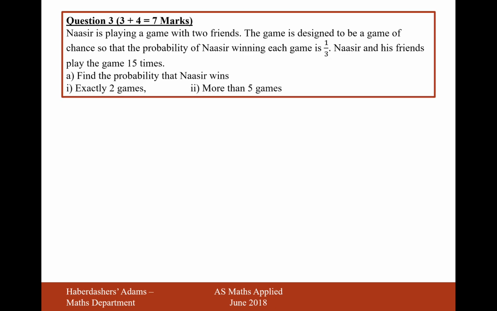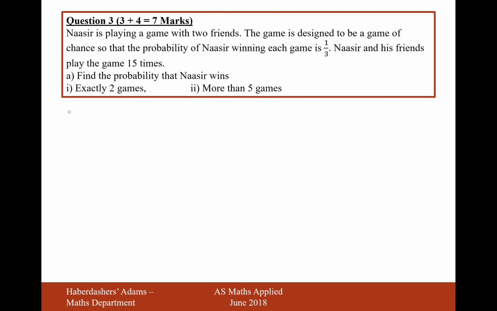Here we're looking at question 3. Nazir is playing a game with two friends. The game is designed to be a game of chance, so the probability of Nazir winning each game is 1/3. Nazir and his friends play the game 15 times. Find the probability that Nazir wins the game exactly 2 times.